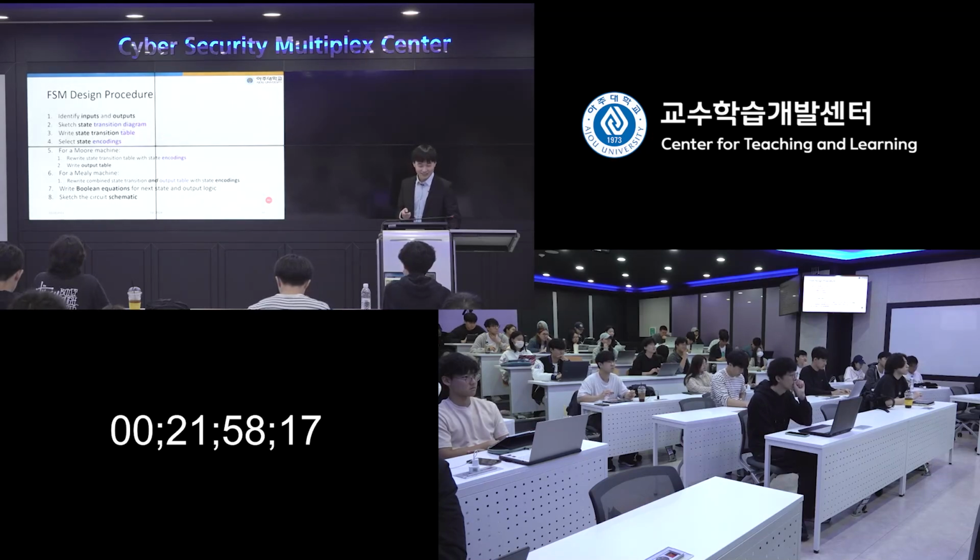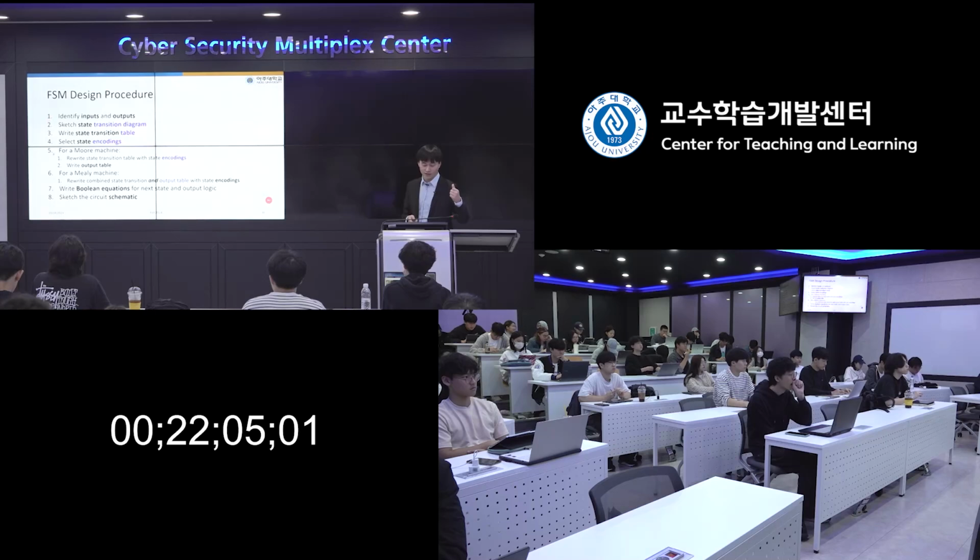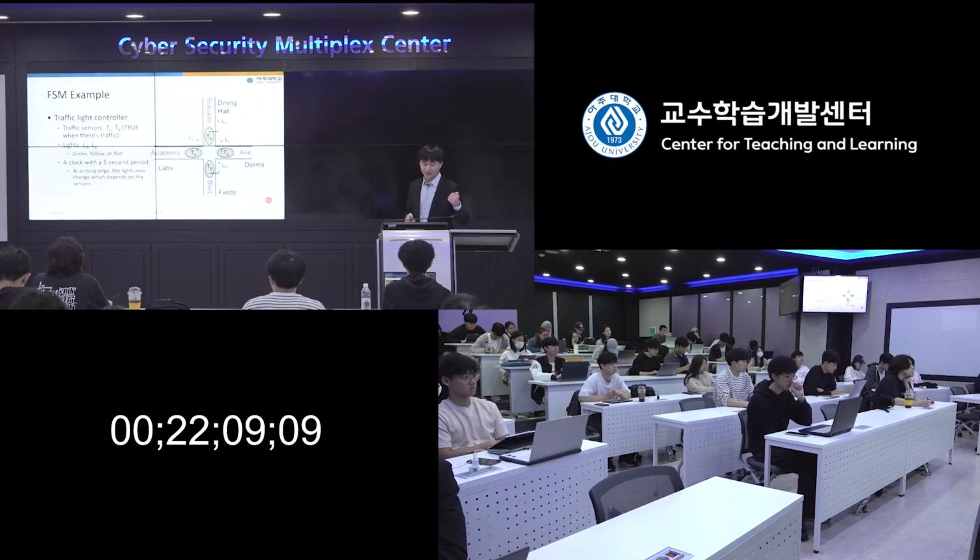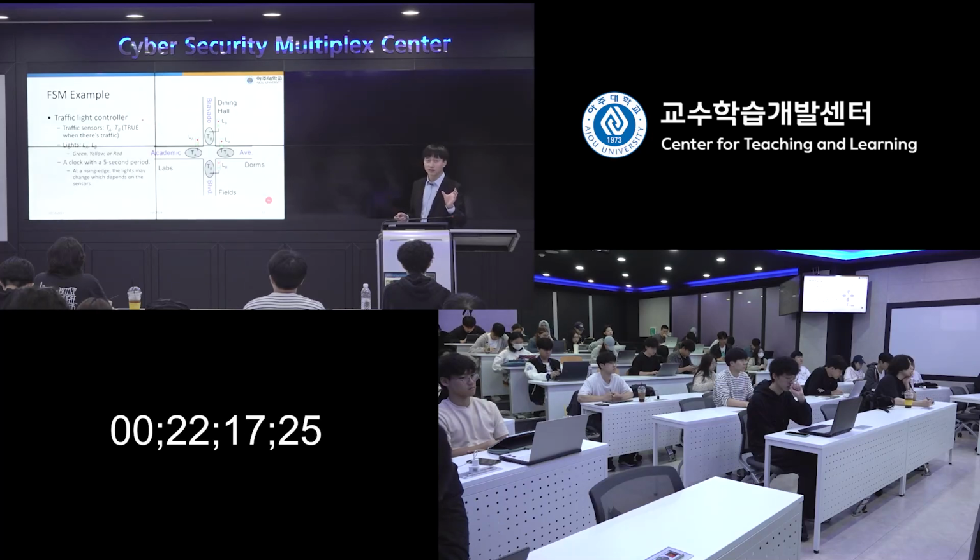So FSM design procedure. We have been learning this FSM design procedure. It starts from step 1 until step 8. So we checked one by one, right? We use this traffic light controller as an example to show how we can follow those steps to design a synchronous sequential control logic for this traffic light controller problem.